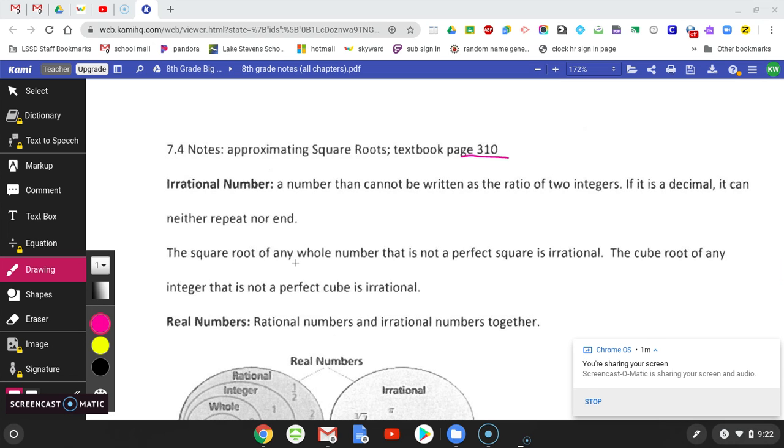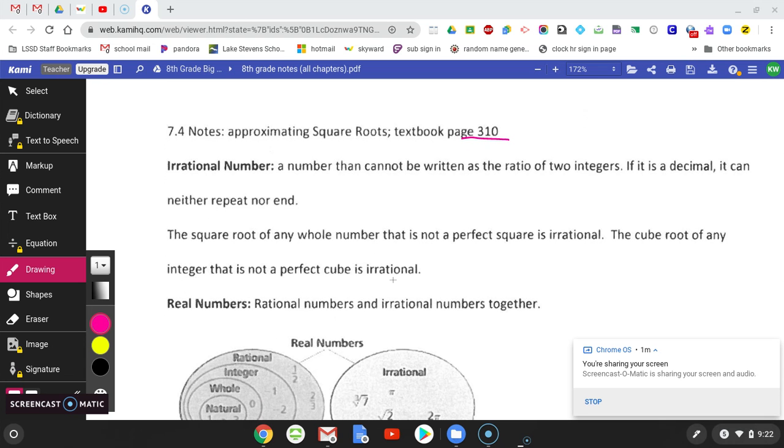Okay, so the square root of any whole number that is not a perfect square is going to be irrational. For example, you can't find an exact answer for the square root of 2. When you plug that into a calculator, it's going to give you a decimal that goes on and on forever, and it's never going to have a pattern to it. The cube root of any integer that is not a perfect cube is also irrational. And we're going to learn how to approximate what they're going to be.